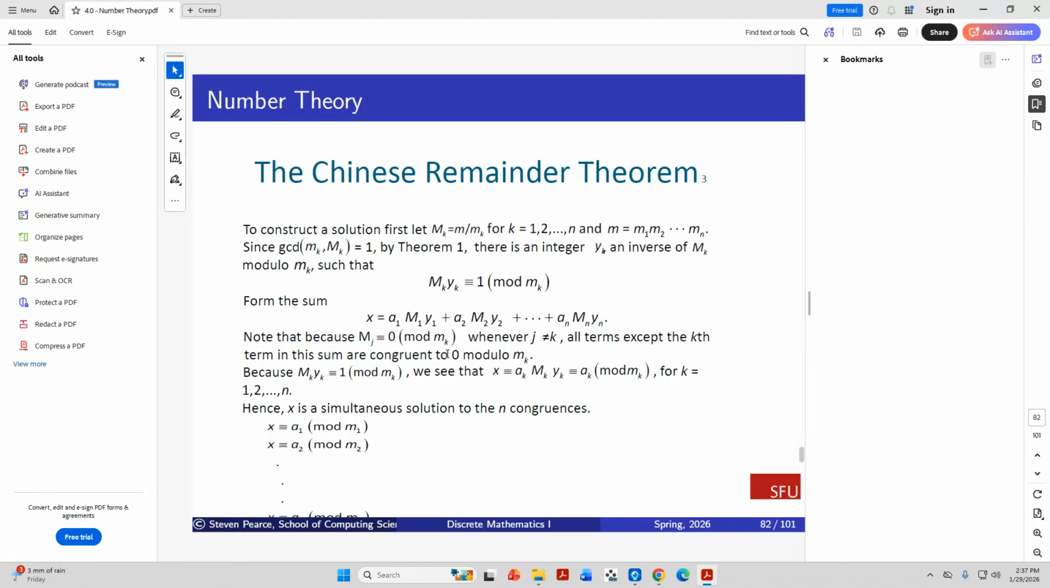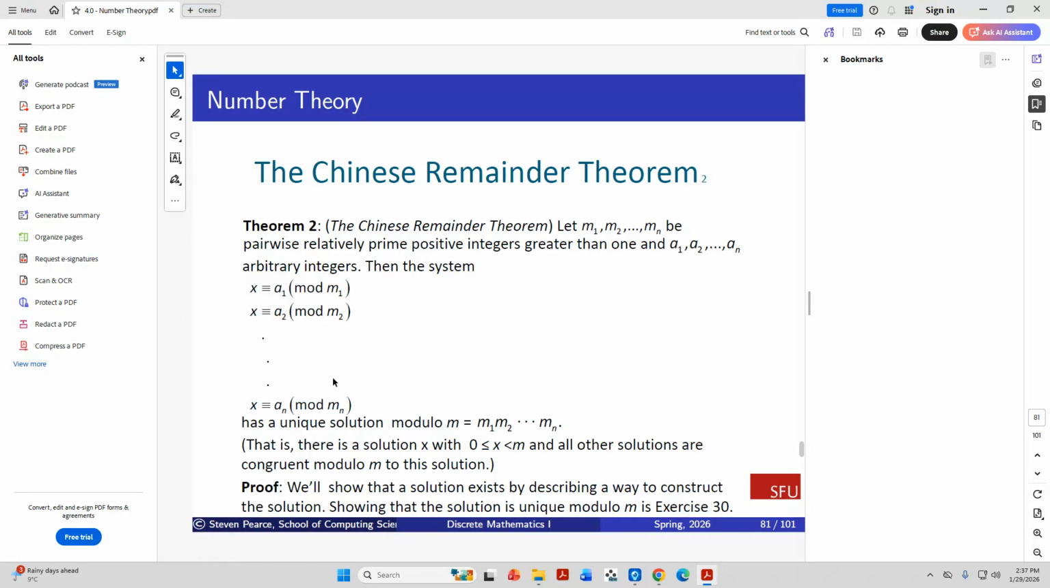Okay, all terms. Note that because big M sub j is congruent to 0 mod m sub k whenever j is not equal to k, all terms except the kth term in the sum are congruent to 0 mod m sub k. Because big M sub k times y sub k, the inverse, is congruent to 1 modulo m sub k, we see that x is congruent to a sub k times big M sub k times inverse y sub k, which is congruent to a sub k mod m sub k. This is just for systems, for k being 1, 2, all the way to n. Okay, this is just for solving systems of linear congruences. Hence, x is simultaneously a solution to all of these congruences.